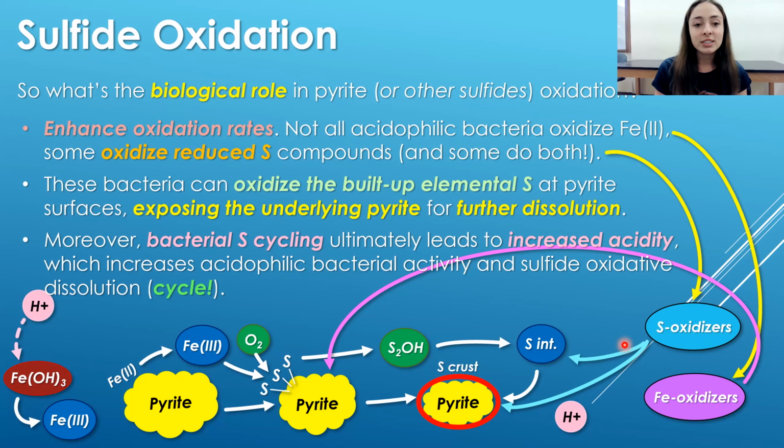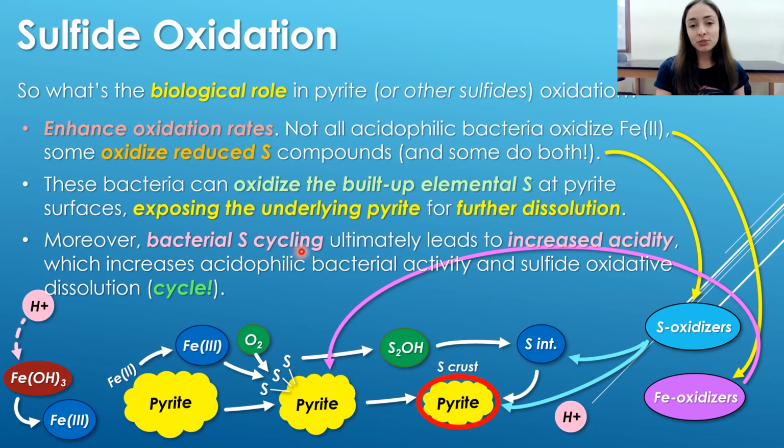Some also oxidize reduced sulfur. We talked about these guys being able to eat away at that elemental sulfur layer and continually expose more underlying pyrite surface for further oxidation and dissolution. And so these guys are called sulfur oxidizing bacteria. But some of these bacteria do both iron and sulfur oxidizing. So these guys living in this environment can really speed up the process of pyrite oxidation and dissolution.